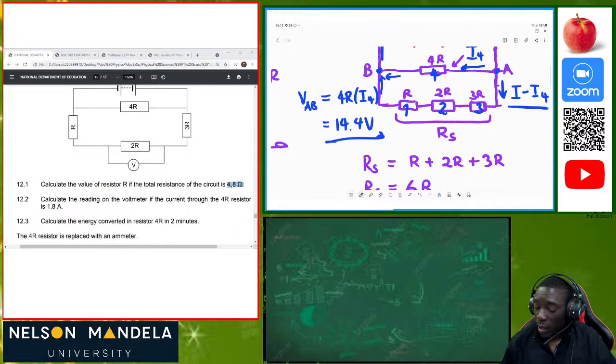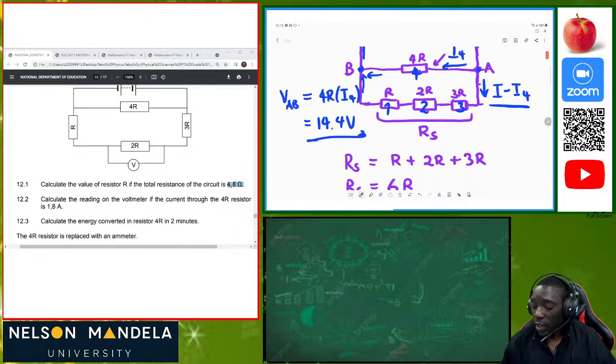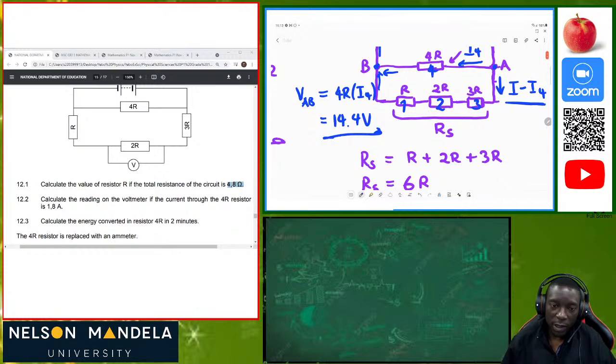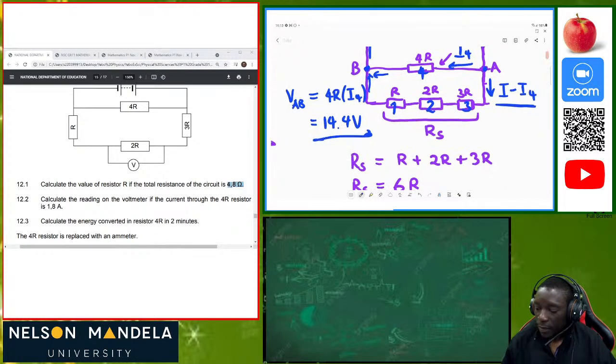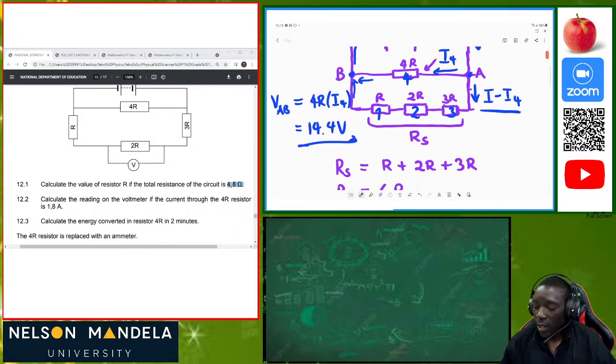So how do you think we can find the value of the current through the other three resistors? That's very important. We want I minus I4. In other words, we need to find I. That way we can find the current that flows through these three resistors.